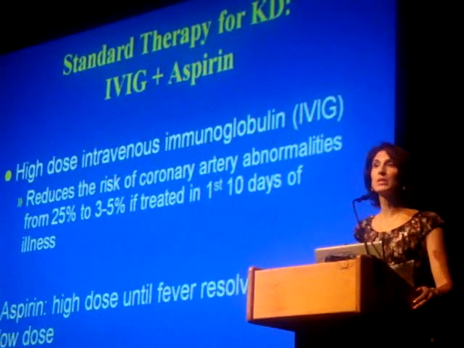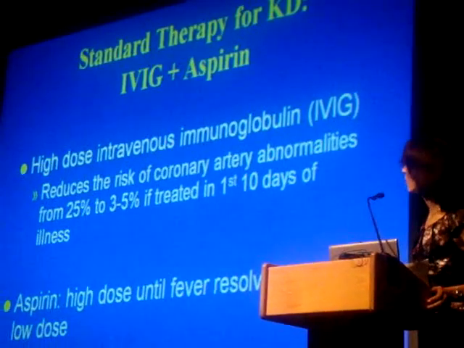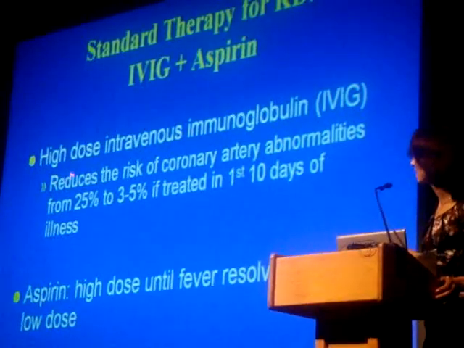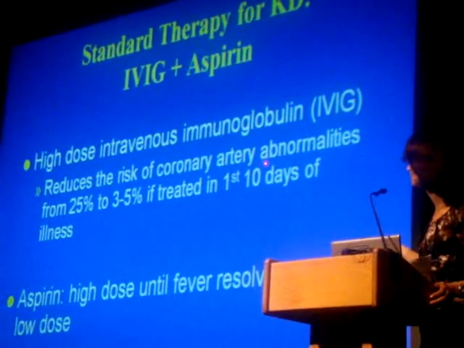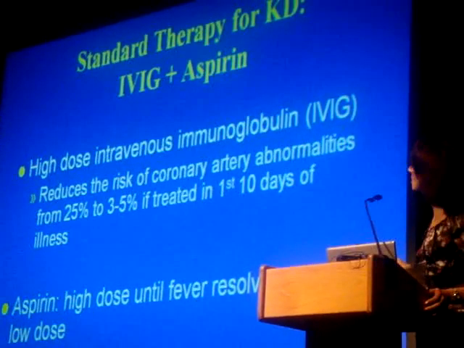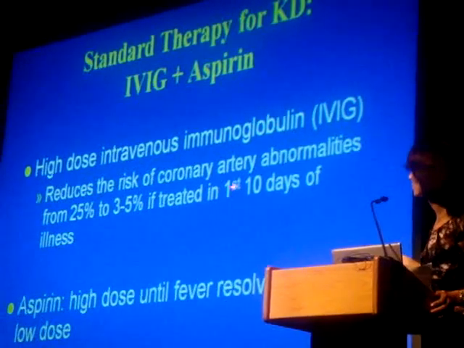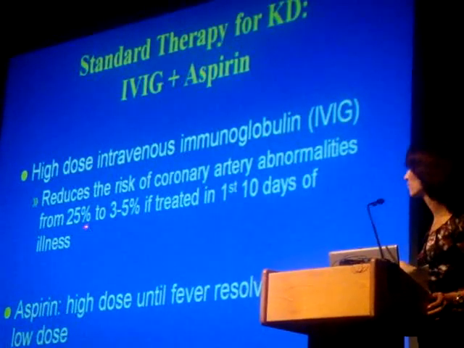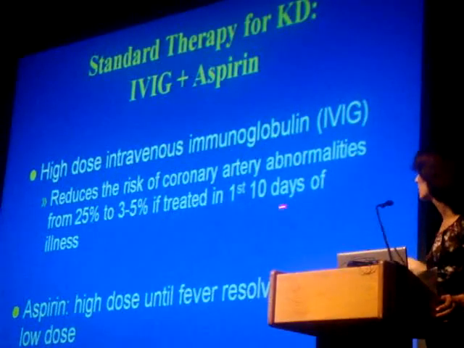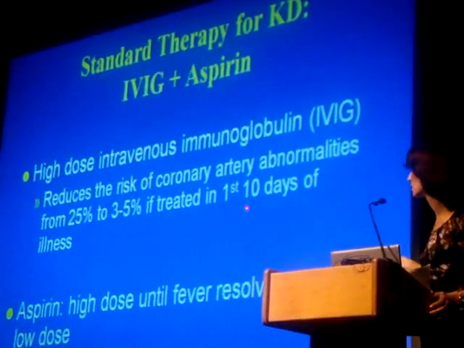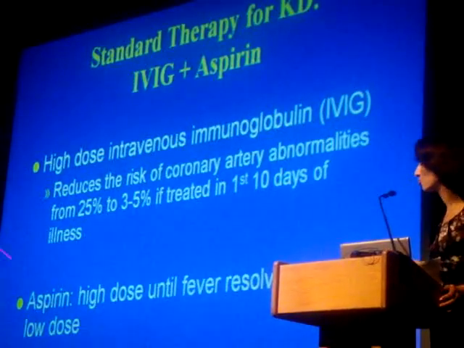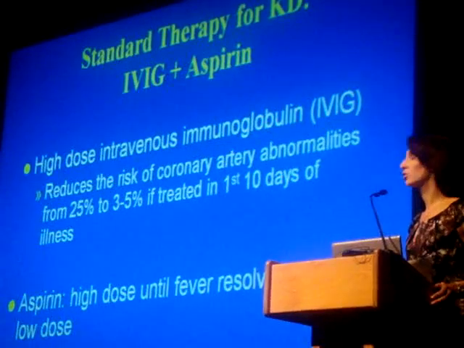So we're going to switch a little bit to the issue of therapy. As you all know, our standard therapy right now is high-dose intravenous immunoglobulin. And the reason we use this therapy is that it reduces the risk of coronary artery abnormalities from 25% to 3 to 5% if a child is treated in the first 10 days of illness. You also know that your children were treated with aspirin during their course of illness.